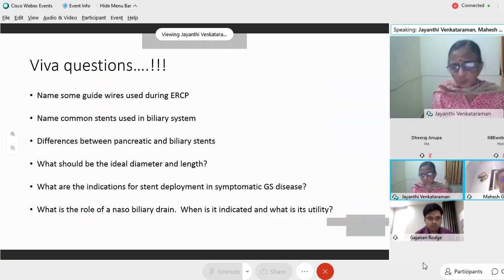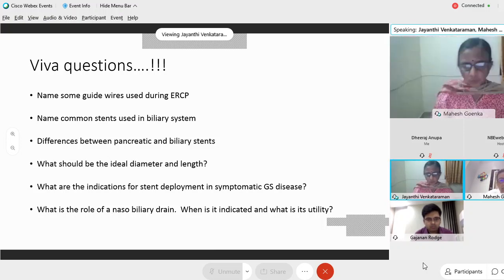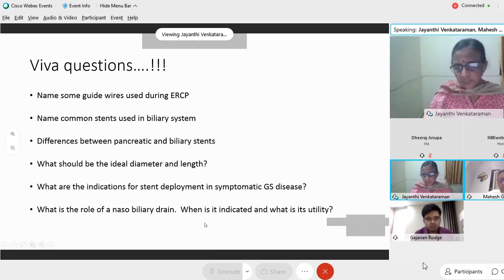So these are some of the Viva questions. Name some guide wires, name common stents, differences between pancreatic and biliary stent, what would be the ideal diameter and length of the CBD stent, indications for stent deployment in symptomatic gallstone disease. Like this patient had. Why do you think she would have had a stent deployed? That is important. Whether she had a stone then, or she had cholangitis, and so therefore they placed a stent and she went for emergency cholecystectomy. And what is the role of nasobiliary drain? When is it indicated, and what is its utility? So these are some of the questions.